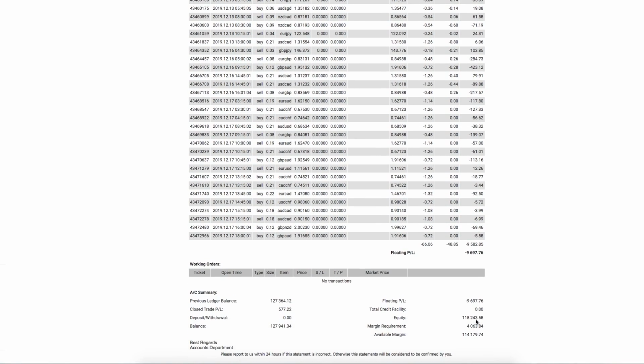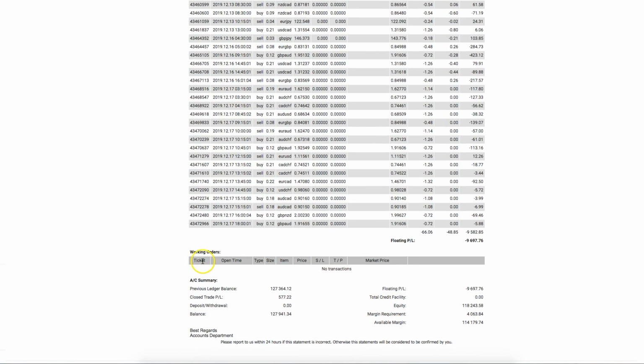If we scroll down a little bit more, you'll see down the bottom is our summary. And so this was the previous day's balance, and this is the closed trades, so 577 closed profit for the day, and that's the new balance. Over here you can see our floating profit and loss matches this one here, and you can see the equity. Now the equity is this number here, our total balance, minus our floating profit and loss, which gives us our equity. Our equity is the number that if we closed all of these trades right now, this is how much we would have in the account.